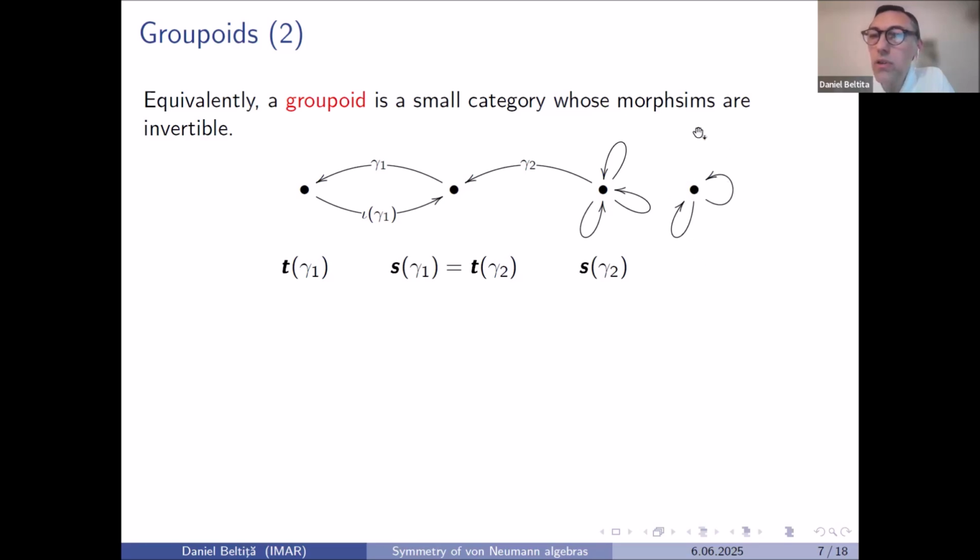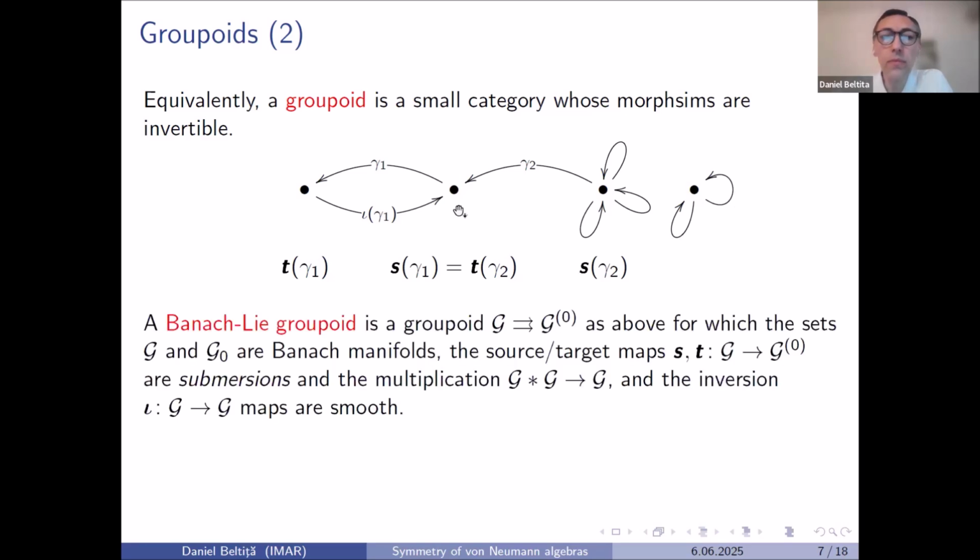This is exactly the picture of a group, when we have only one unit element, and any two arrows can be composed. But if the arrows go from one point to another point, it may happen that not any two arrows can be composed, and the inverse goes in the opposite direction. We will talk about Banach Lie groupoids also.